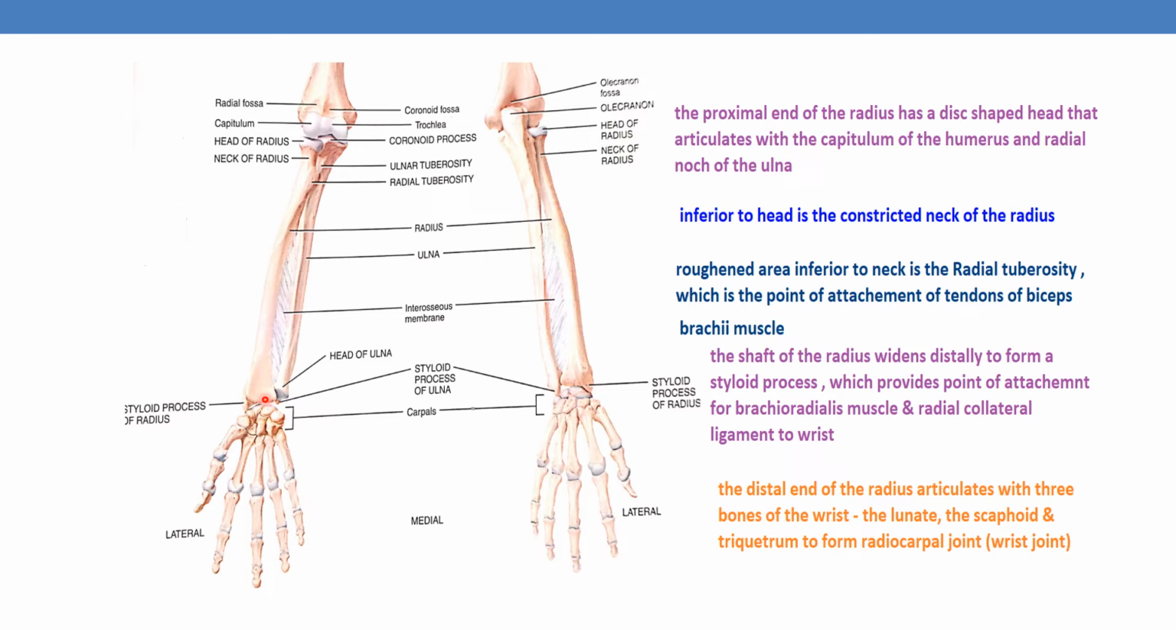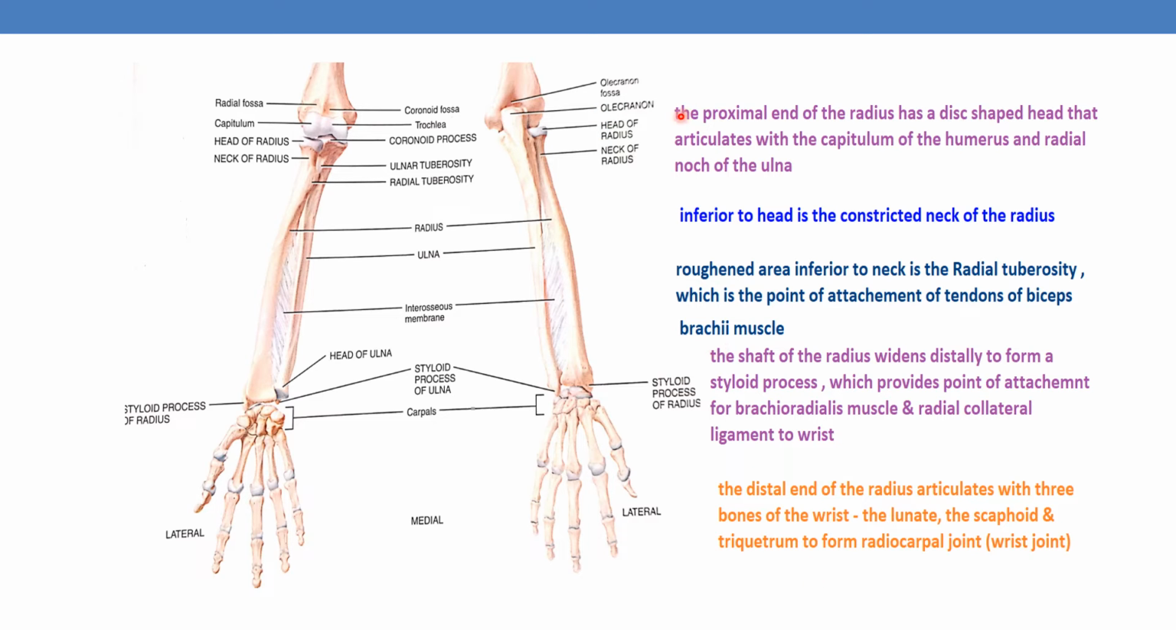And finally, the distal end of the radius articulates with three bones of the wrist to form the wrist joint. So what are those three bones? They are the lunate, scaphoid and triquetrum, forming the radiocarpal joint, which is nothing but the wrist joint. These are the various anatomical components of the radius.